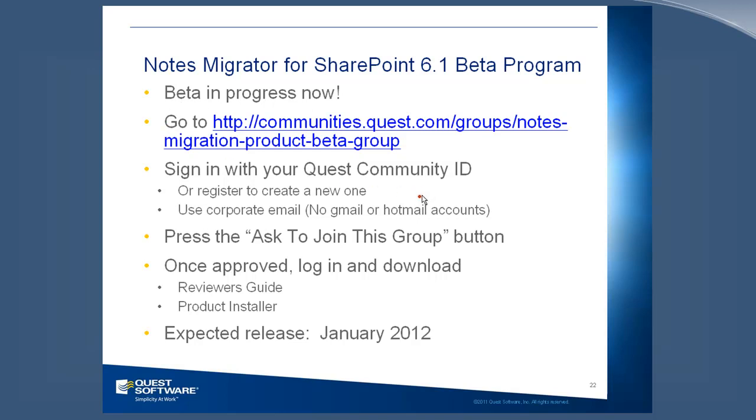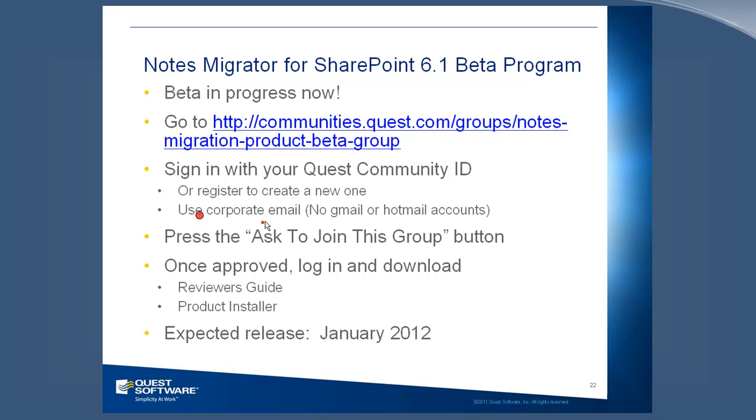you can either sign into this community using your Quest community ID. And if you don't have one, it's really easy to just create a new one. You put in your name and email address. And so once you've done this, you have to ask to join this group. So there's a button that says, I want to join this beta group. You'll be a member of the community, but you ask to join the group. And our only request is that you don't use Gmail or other email addresses that we can't verify.